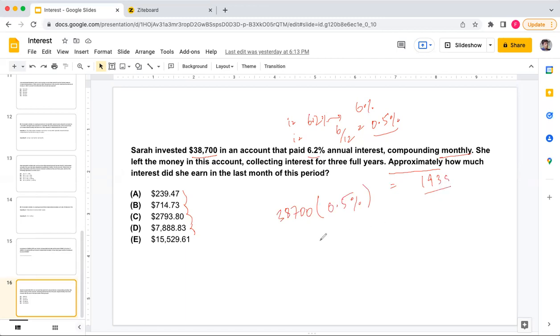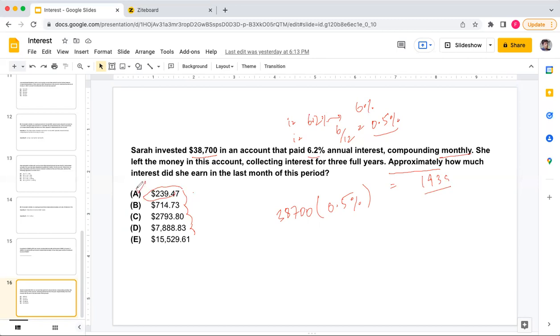Now this is simple interest. Though compound interest is a bit greater than simple interest, there is not that much difference. You can see the options. This is closer to 200, but the next value is way greater than 200. That is a gap of around 500, right? So that's why the approximate and closest value is A.